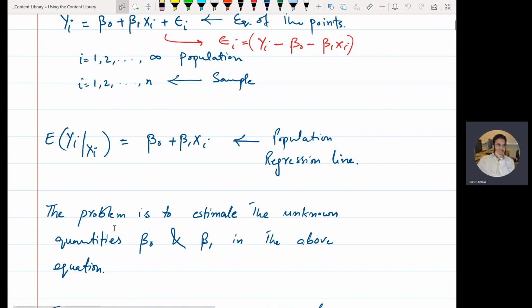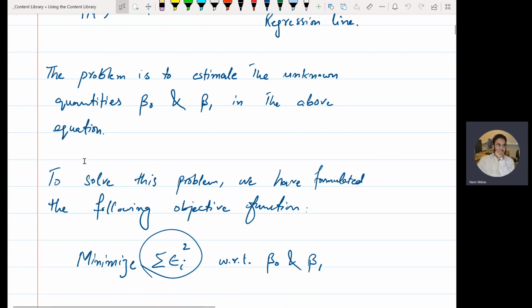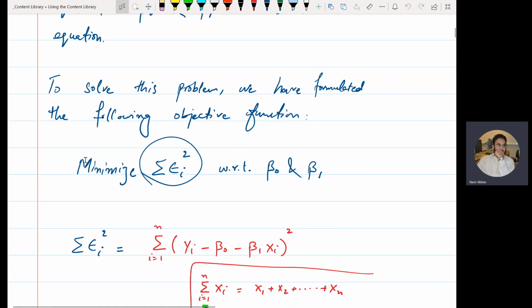Until this point, we have been assuming that this line has only 2 parameters, but actually it has 3 parameters. There is also a hidden parameter inside epsilon, which is sigma square, the variance of epsilon. So there is beta naught, there is beta 1. Initially, we set our target to estimate these 2 quantities. Later, we will move on to estimate sigma square, the error variance.